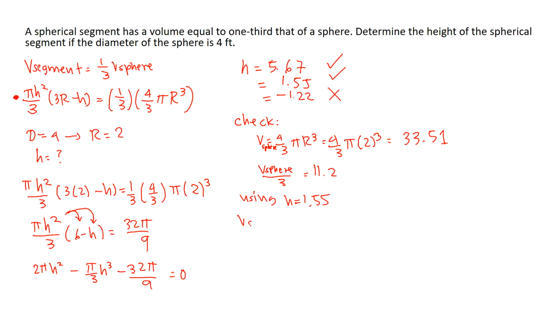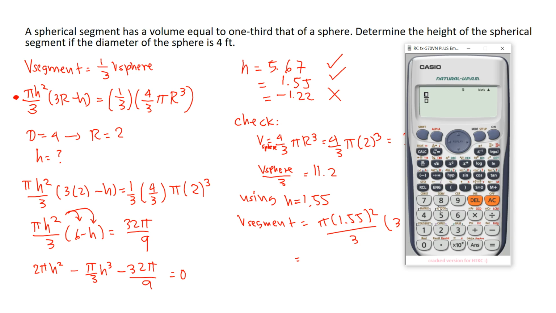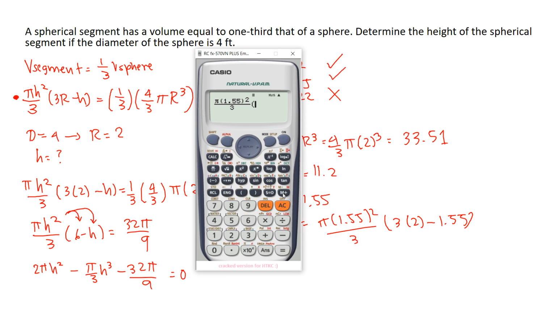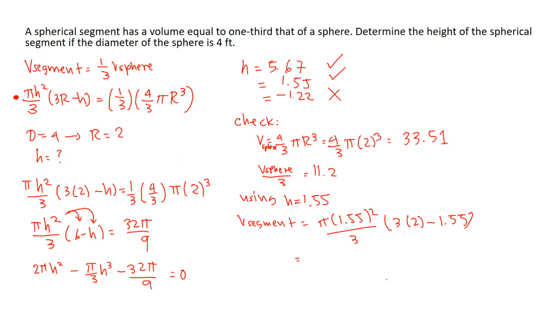So, let's solve the segment. Okay, so, pi times 1.55 squared over 3 times 2 minus 1.55. That's just the volume of the segment. Please solve it, class. 3 times 2, that's 6. 1.55. Alright, so we have 11.2. Oh, 11.2. They are equal.